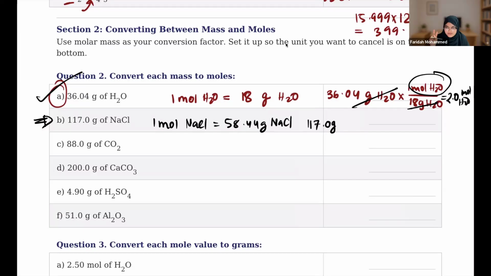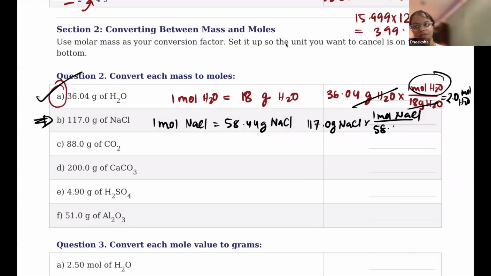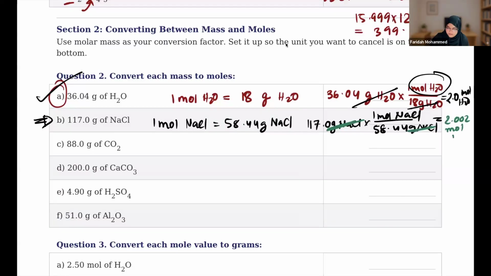Those three are very important: number, unit, identity. Of NaCl times 1 over 1 mole of NaCl over 58.44 grams NaCl. Good. Now, before that, you want to cancel out the grams of NaCl. Then you put it into the calculator and you get 2.002 moles of NaCl. Good. Okay, good job.